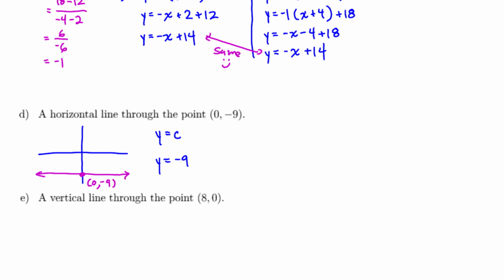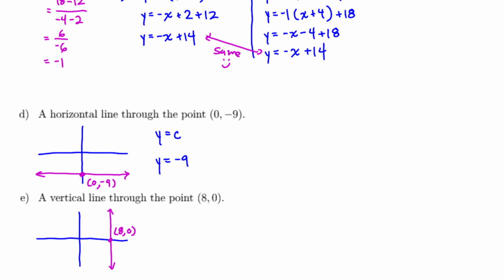For the last one, we'll do a vertical line passing through the point (8, 0). So again, I'll do a quick sketch of what this would look like. And it'll be a vertical line, and it'll go through the point (8, 0). So I'll just draw that out. I'm not going to scale it. I am going to mark off the point (8, 0) just for my visual.